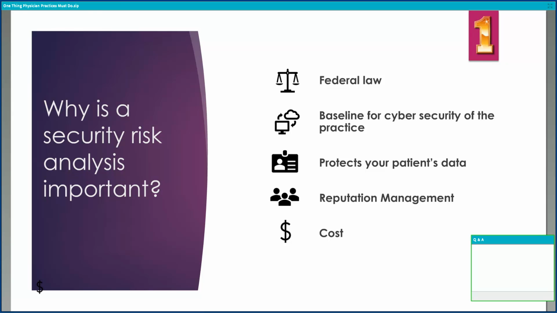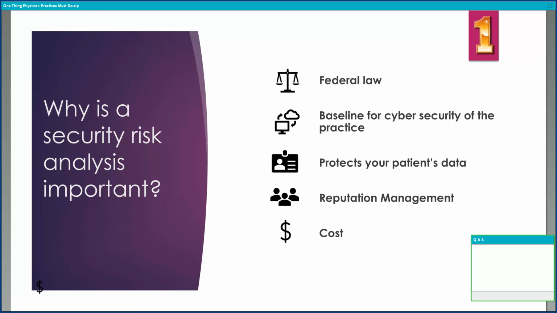You also are going to be protecting the patient's data in a stronger manner by knowing where your vulnerabilities may lie. And then reputation management. These security risk assessments could help you to avoid a breach, which also ties into cost. If you can avoid these breaches by identifying and addressing those weaknesses early on, you may be able to save yourself from future costs associated with failed technology or systems, bad actors, and government fines.